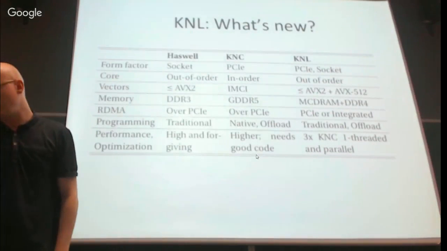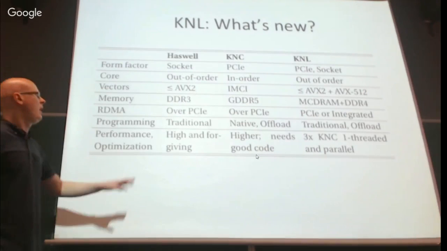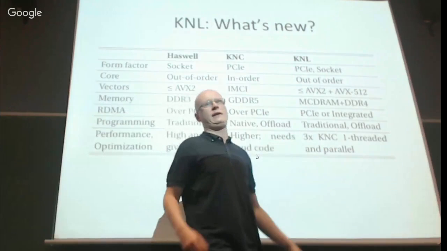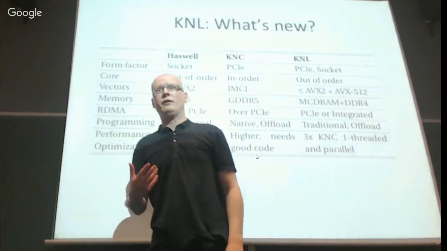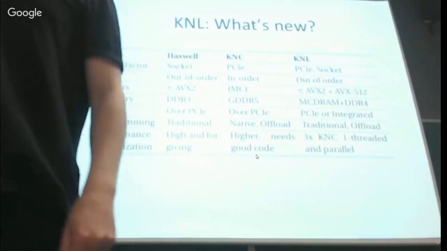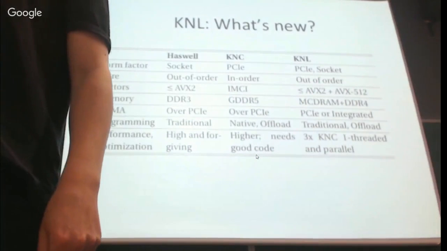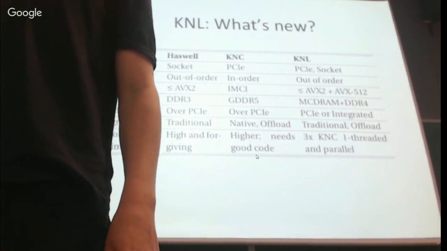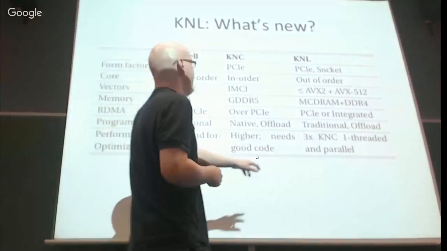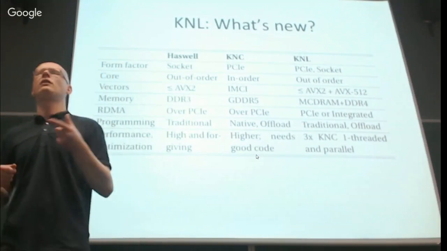Performance optimization: high and forgiving on Haswell. High means good code on KNC, 3x over KNC. So if any of you worked with KNC to date, or if any of you have been reading about KNC, you will have read that it's very difficult to get performance on KNC. That is a fact. There's no doubt about it. It's very, very difficult to get high performance on KNC. What KNL offers up is 3x performance over KNC. And it does so genuinely.